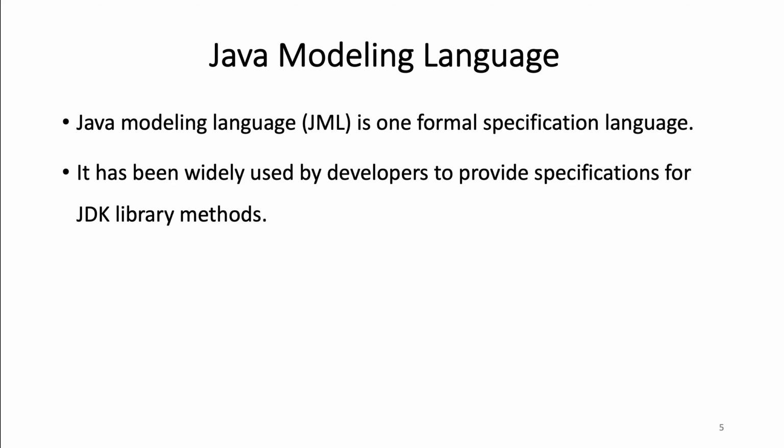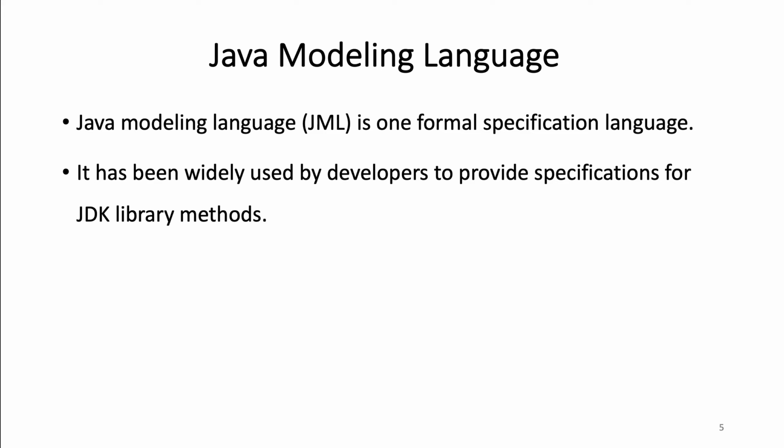In order to compose specifications, a lot of work has been devoted to designing formal languages. Java Modeling Language is one of them, and it has been widely used by developers to provide specifications for JDK library methods. JML uses annotations to distinguish between different kinds of behaviors and different specification types.